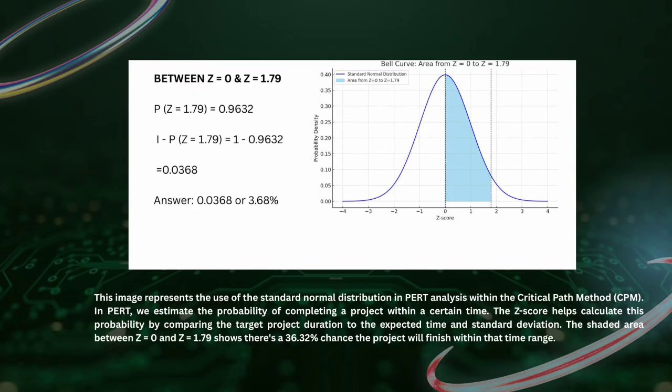And now, let's move on to the standard deviation computation for the critical path method. This image represents the use of the standard normal distribution in PERT analysis within the critical path method. We estimate the probability of completing a project within a certain time. The z-score helps to calculate this probability by comparing the target project duration to the expected time and standard deviation. The shaded area between z equal to 0 and z equal to 1.79 shows there's a 36.32% chance of the project being finished within that time range.